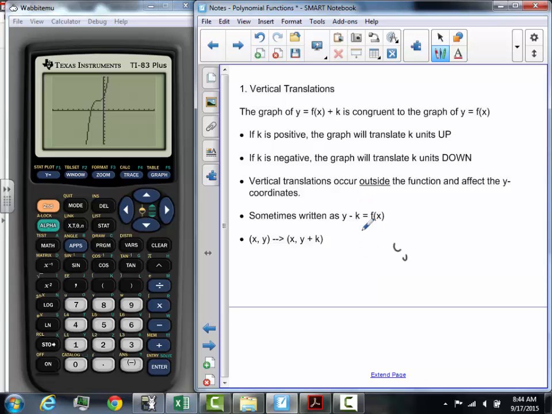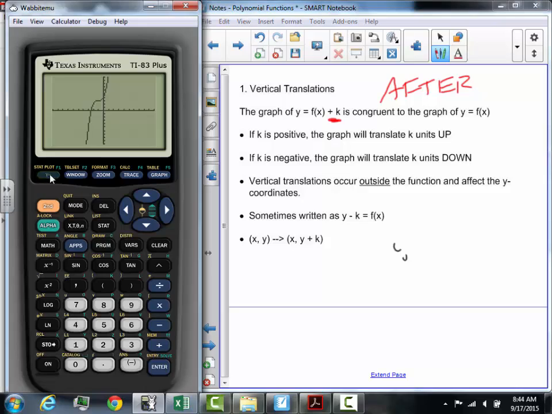Okay. So if you want to take a graph and move it up or down, you need to do what's called a vertical translation. And basically what that means is after the function is over, you need to add or subtract a value. I'm going to put a word here. This is like after the function is done. So see how there's that +3 way afterwards? What that's done is it's moved the whole graph up 3.